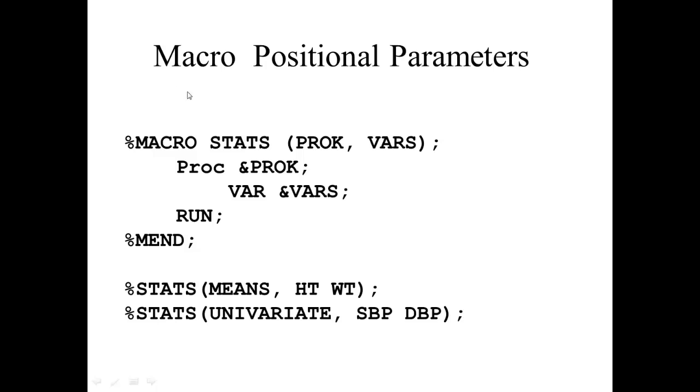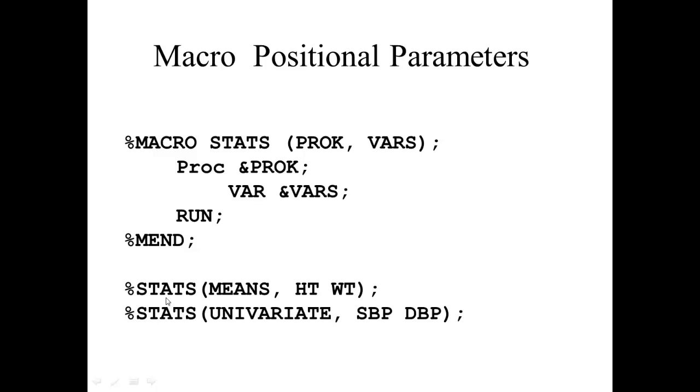So here is an example of the same macro that we were doing before, but instead of having a proc means and a var of height, weight, and pulse, we're using positional macro parameters. So this gives us more flexibility when we invoke our macro. And to indicate that we're using macro parameters, notice that in our proc statement, we now have an ampersand proc, which matches the name of the positional parameter in the macro statement, and for var, ampersand vars, which matches the positional parameter vars in our macro statement.